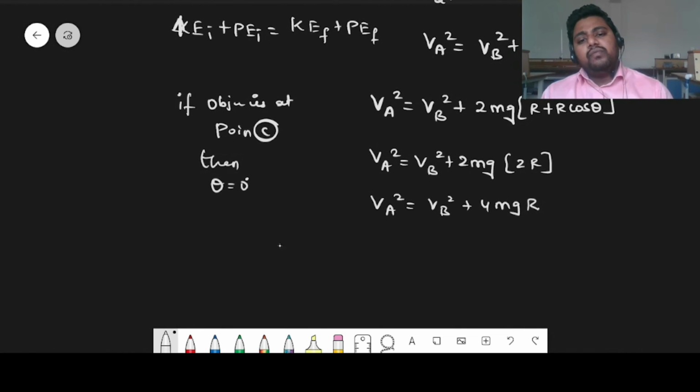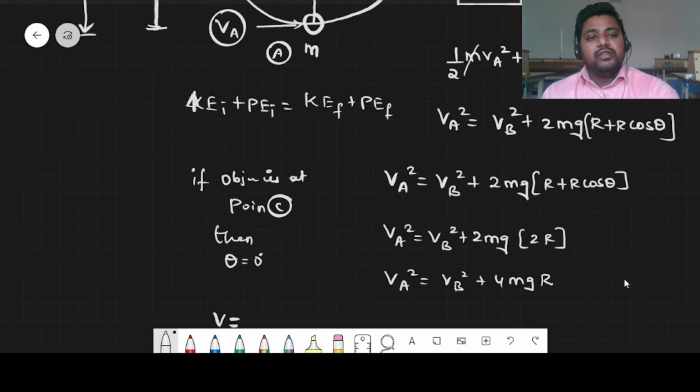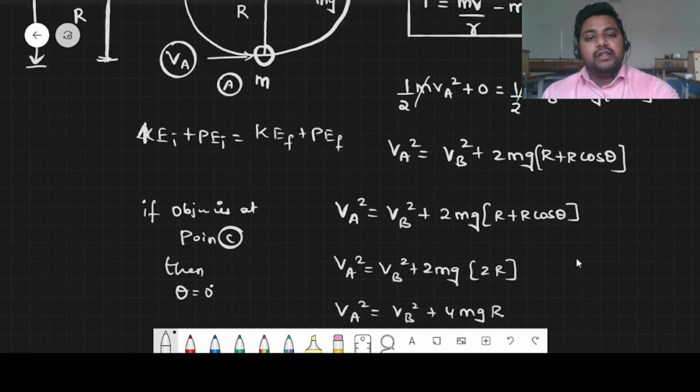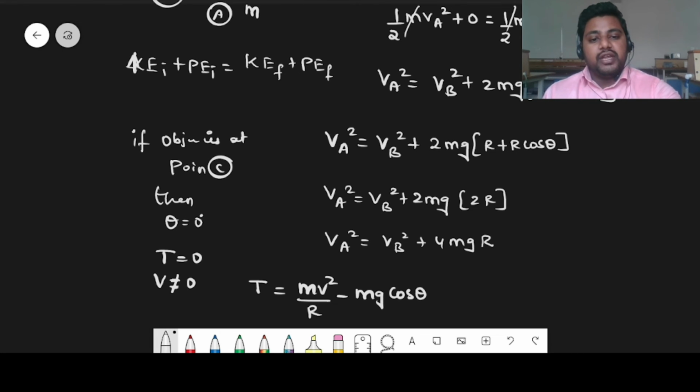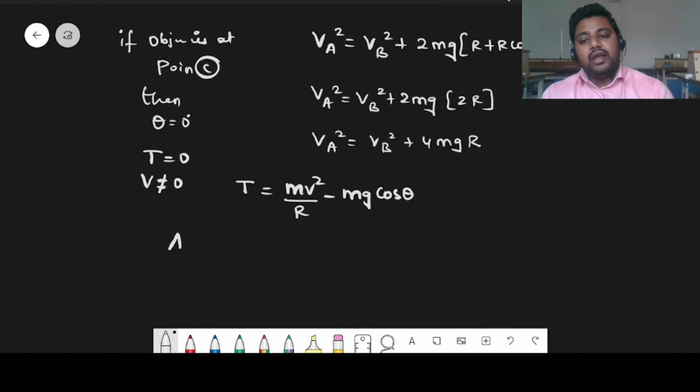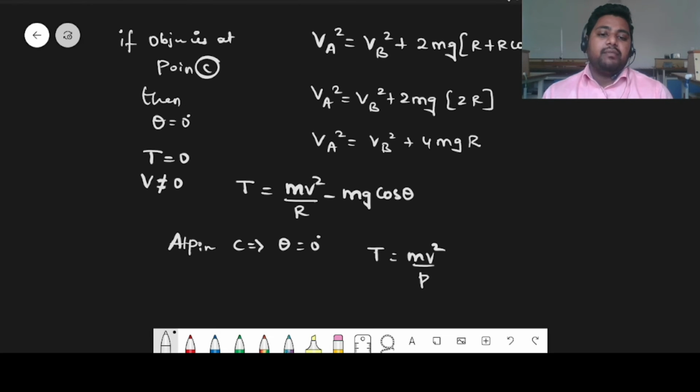Now you know that the final velocity at that point, if it becomes 0, then only it will be stopping at that point. If you are substituting that, the tension will become 0, but velocity should not be 0 if it has to keep moving. If I am equating that, T is equal to mv square divided by r minus mg cos theta. Theta is going to be 0 degrees when it is at point C. So T is equal to mv square divided by r minus mg.